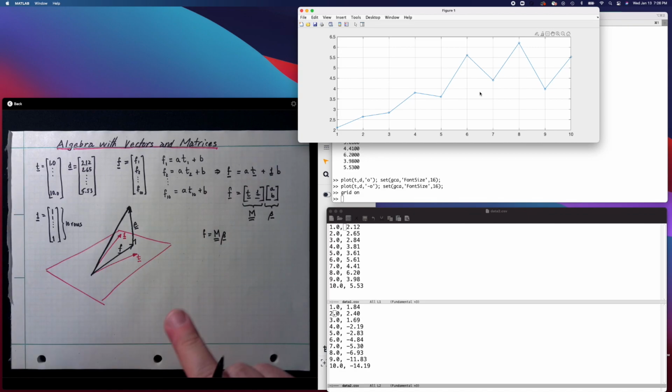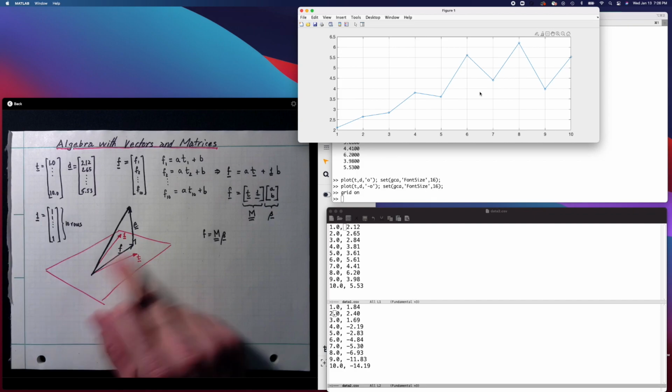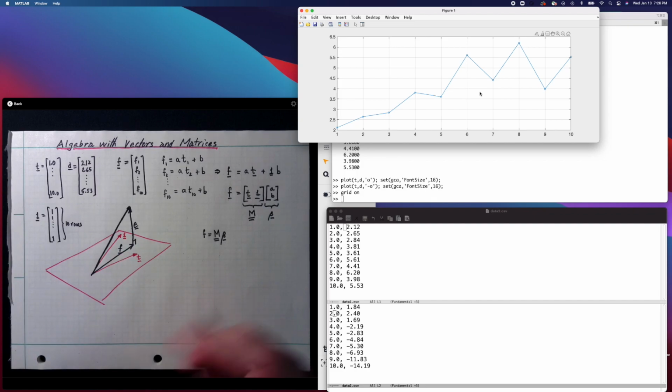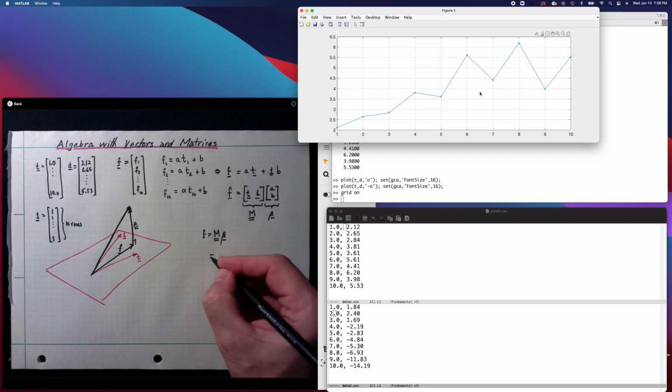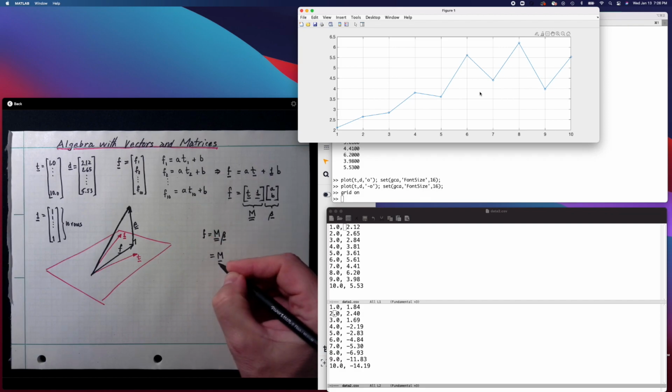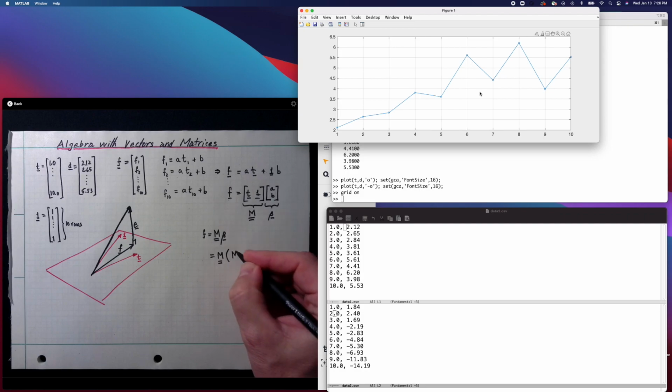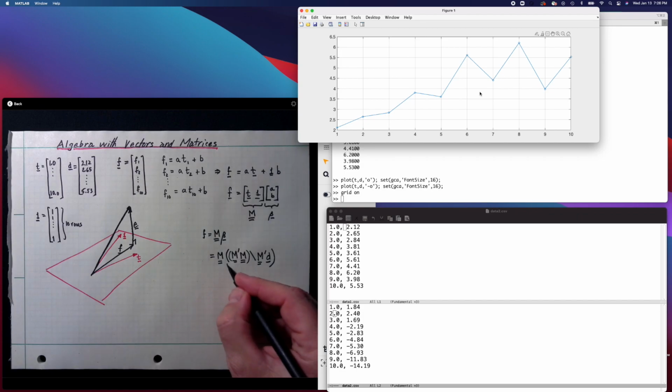And we want to make E perpendicular to the plane. And that means we do the projection. So beta is equal to M prime M inverse M prime D, and F is equal to M times that. So this is our best fit beta.